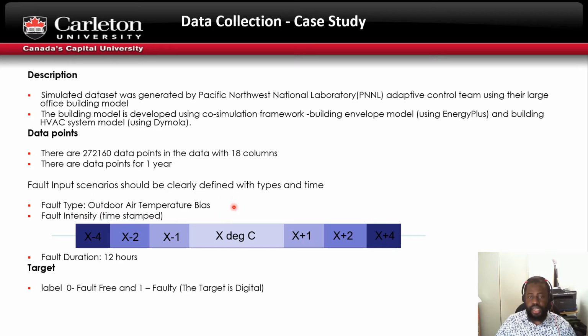So the fault type was the outdoor temperature bias, and the fault intensities were timestamped. A normal measurement of temperature is X degrees, and the deviations from X were defined as faults with varying intensity. A 1 degree deviation wasn't as intense as a 2 degree deviation and wasn't as intense as a 4 degree deviation, as can be seen in this heat chart. The fault duration lasted about 12 hours. In this case study, the target variable, which was the fault, was binary, with 0 representing a fault-free situation and 1 representing a faulty situation.